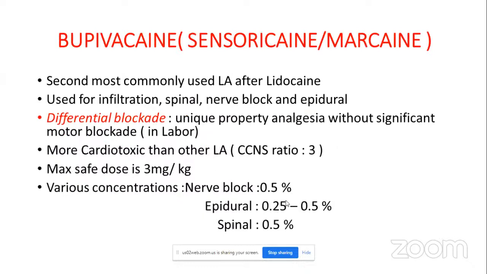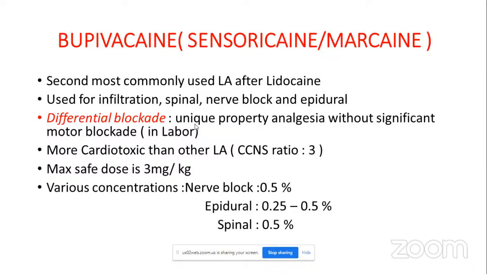Bupivacaine, Sensorcaine or Marcaine. It's the second most commonly used local anesthetic after lidocaine. Used for infiltration, spinal blocks, nerve blocks and epidural block. What is differential blockade? It has the unique property of differential blockade. It can be seen with both bupivacaine and ropivacaine. It causes sensory anesthesia without significant motor blockade in labor, that is the walking epidural. If it is given, the mother will have loss of sensory perception, but the motor component is intact, so that she can push. It's a boon for obstetric patients.